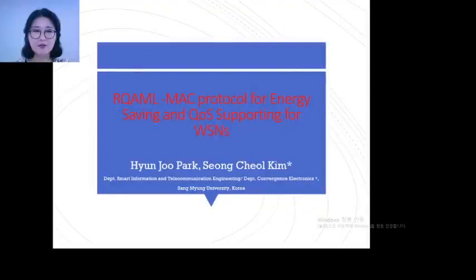The subject of my presentation is R-QAML MAC protocol for energy saving and support collective service in wireless sensor network. The purpose of our paper is to support the priority data in wireless sensor network. From now on, I'm going to talk about the R-QAML MAC protocol.